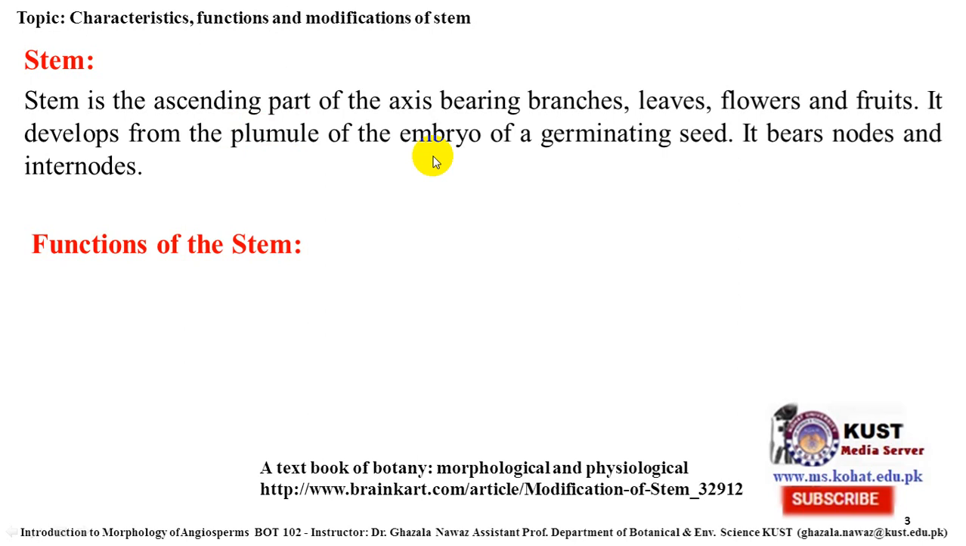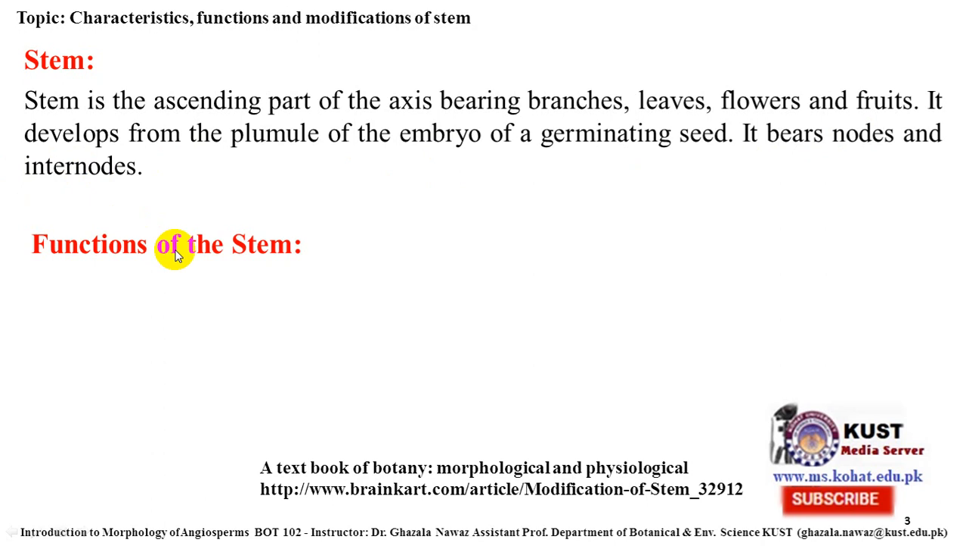Stem bears nodes and internodes. Now you will be thinking, what is node and internode, and probably you all know that. So node is the region from where different leaves and buds originate, and internode is the area between two nodes.